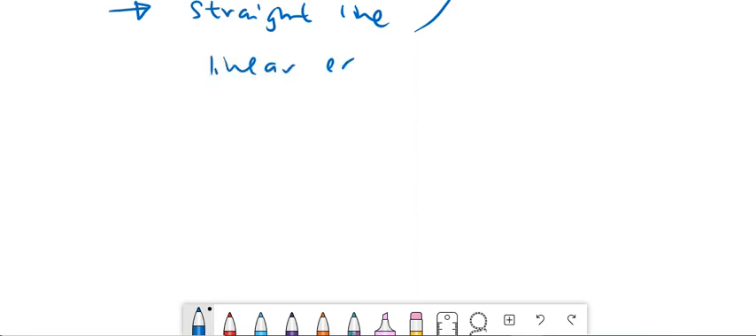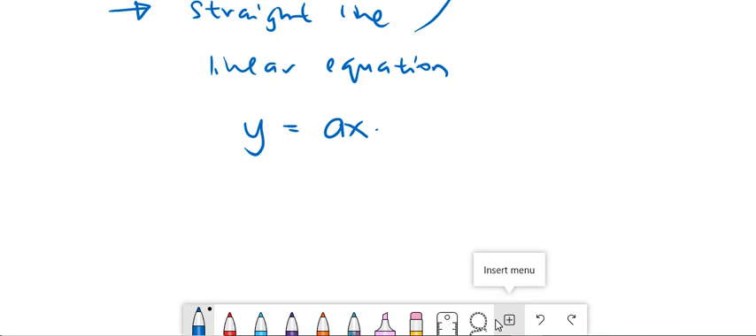In other words, lines here refers to the straight line, or we can say it is a linear equation. In standard form, you will have y equal to ax plus b, whereby the highest power of the x will be 1.